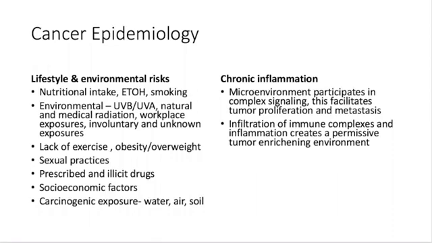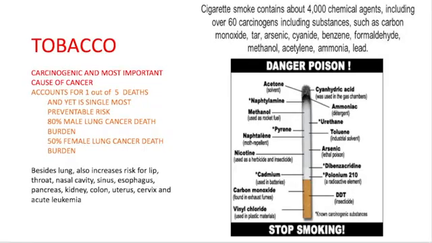Socioeconomic factors, getting access to medicine, getting detection, and then obviously cancer treatments. And then the exposures, water, air, soil does matter. You get exposed to it all the time. The other thing that they look at is chronic inflammatory states. So what is the environment? If you have chronic inflammation, there is that environment that facilitates tumor proliferation and metastasis. There are also the immune complexes. It just basically sets the stage for cancer neoplasia. Number one carcinogenic and most important cause of cancer is tobacco.